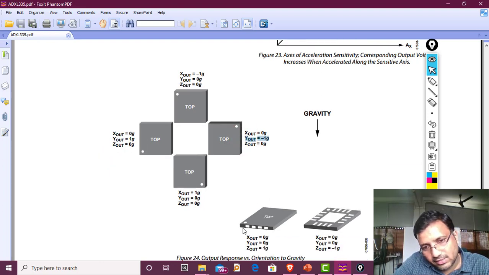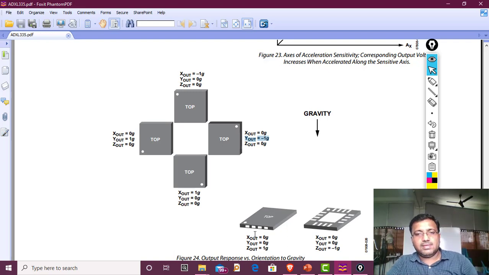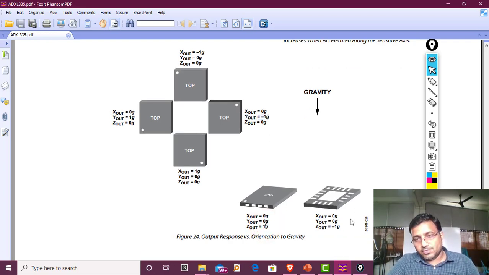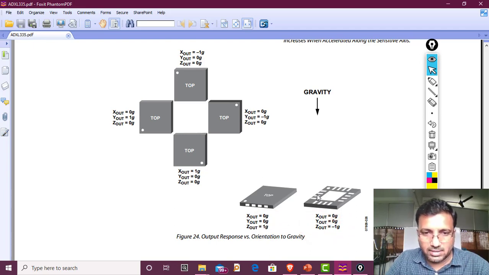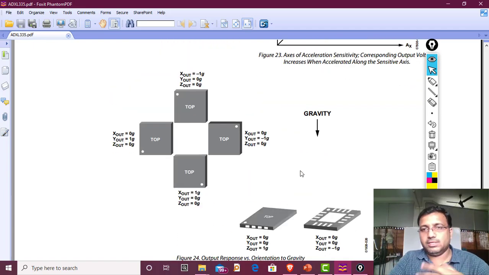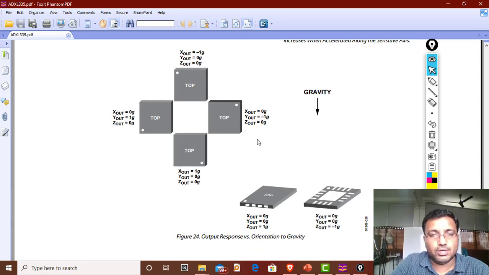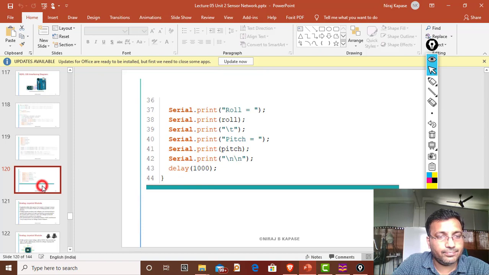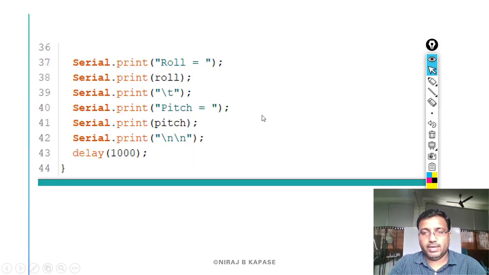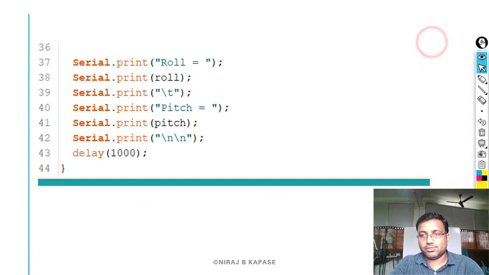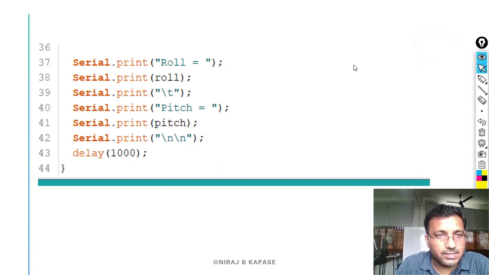And whenever it is placed horizontally, G is -1, and in the opposite direction, G is -1 as well. So like this, it is going to give the respective output at the analog outputs, that is X out, Y out and Z out. Okay, so this is about the accelerometer sensor, how the accelerometer sensor works. We'll come back to the slides. Next we'll move forward.